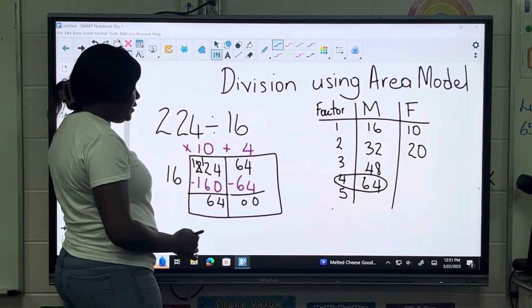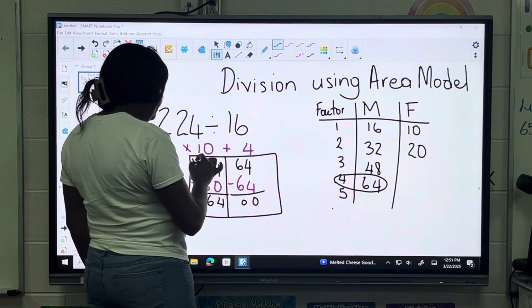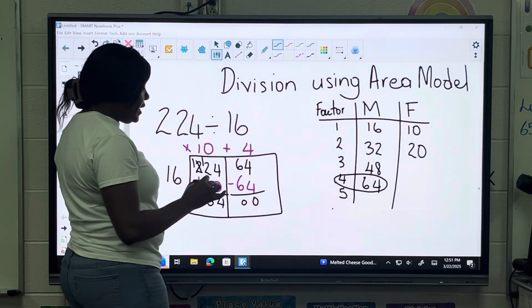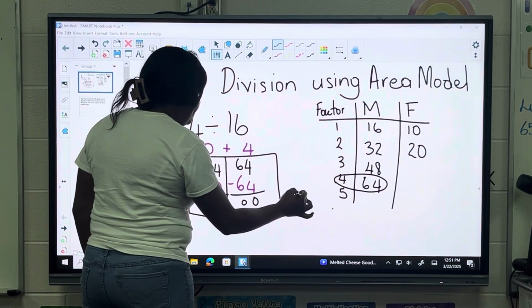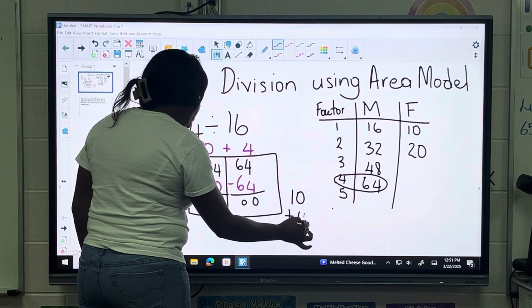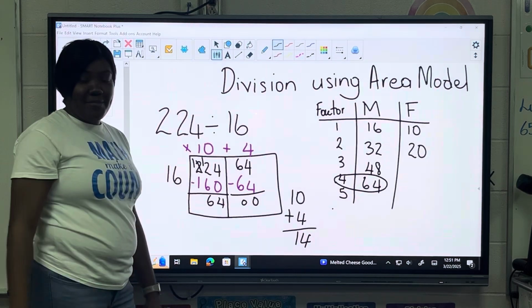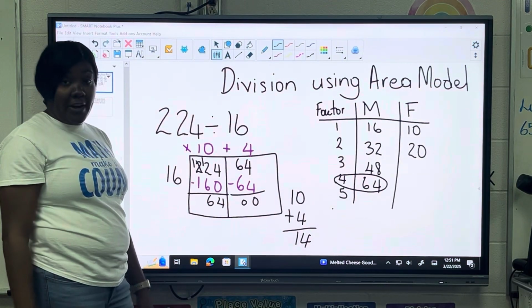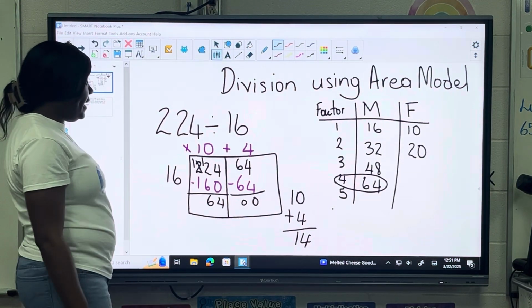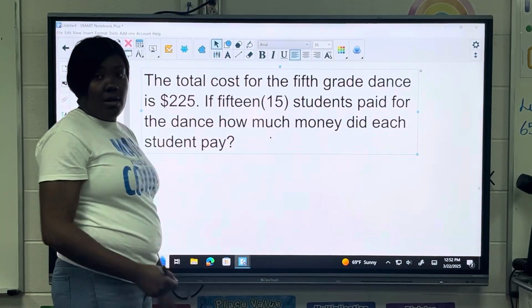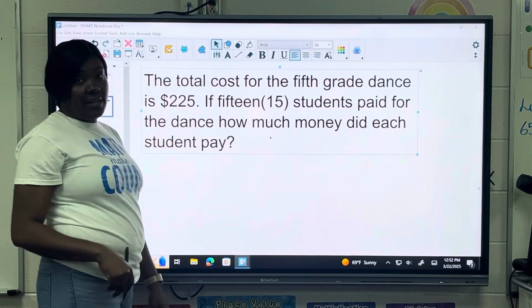It means I'm done. Now boys and girls, all I have to do is add the two numbers at the top. So I'm going to add 10 plus 4, and that gives me 14. Okay, boys and girls, you see, we can use our area model to divide whole numbers. Let's look at another example.